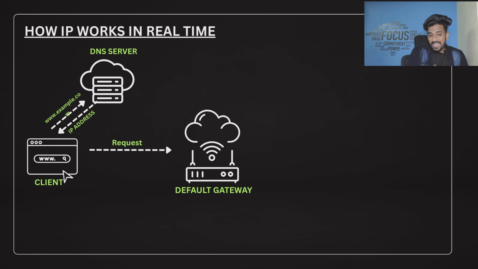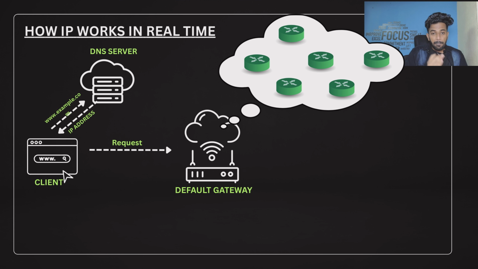Once the router receives the packet, it checks the routing table to determine the next hop. If the destination is outside your local network, the packet is forwarded through multiple routers across the internet. At each hop, the router inspects the destination IP and decrements the TTL value, as we discussed in the IP header.